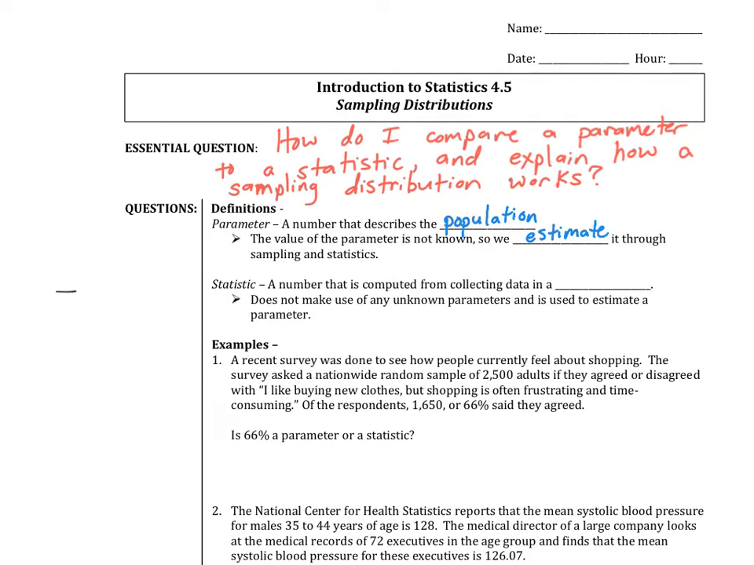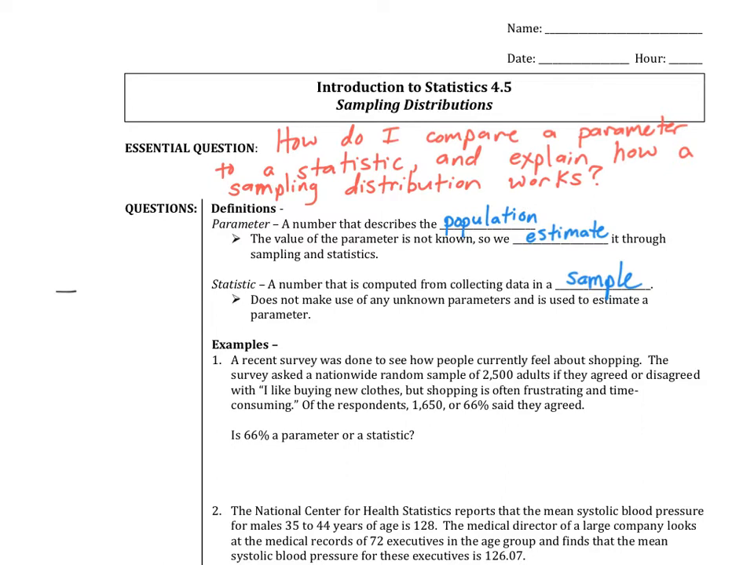Okay, and then a statistic is a number that is computed from collecting data in a sample. Okay, so parameters describe the population the best that we can. It's not 100% accurate, but it's the best that we can based on information we gathered. A statistic is an exact computed number from data from a sample. This does not make use of any unknown parameters and is used to estimate a parameter.